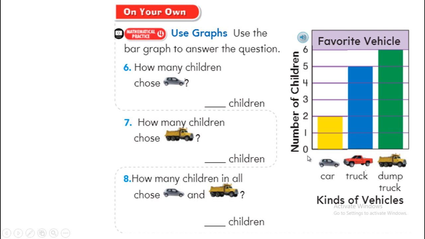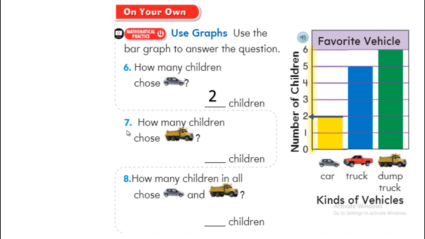Then on my ruler, I put the number of children because I want to see how many children chose each kind. This is my ruler from 0 all the way to 6. Then I want to know how many children chose the car. So I go to the car picture, I go to the bar that is up from the car, and then I'm gonna read the number that is at the end of my bar. Go to the end of the bar and fall on the ruler. What is the number here? 2. Excellent. 2 children chose the car as their favorite vehicle.